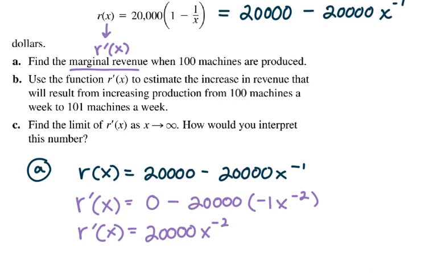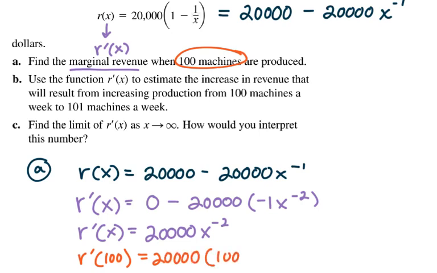So if I wanted to find the marginal revenue when 100 machines are produced, that would be R prime of 100, which equals 20,000 times 100 to the negative 2, so that's 100 squared, 10,000, and that's going to go under the 20,000 because we have a negative 2 power, so we end up with 2. So the marginal revenue is 2 additional dollars.